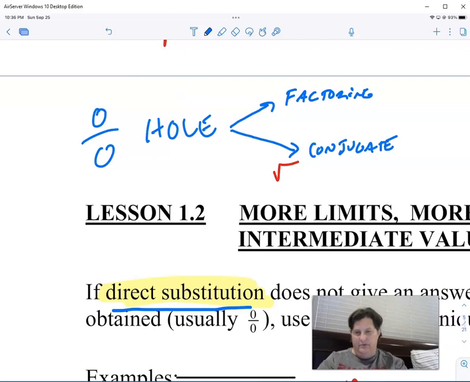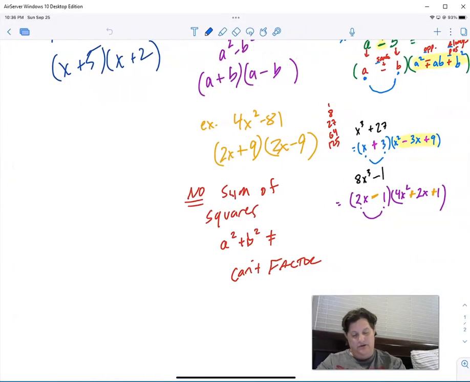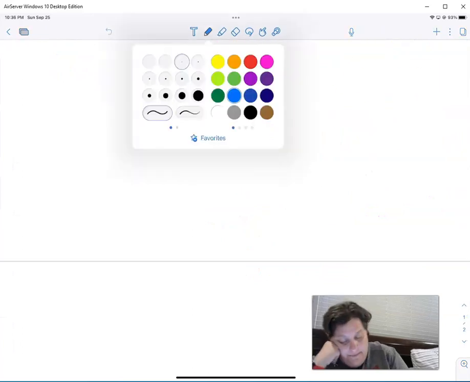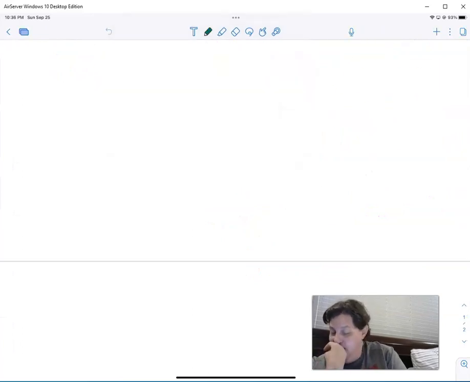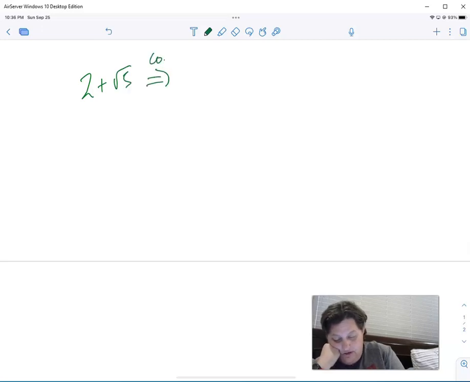Okay? So you can take a break from writing real quick. Let's go and talk about what conjugates are. All right? Let's see. 2 plus the square root of 5. The conjugate to that is 2 minus the square root of 5. Okay?